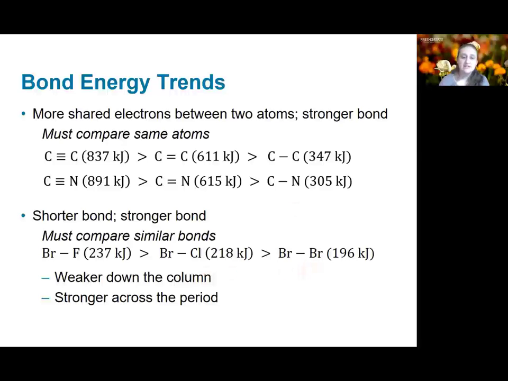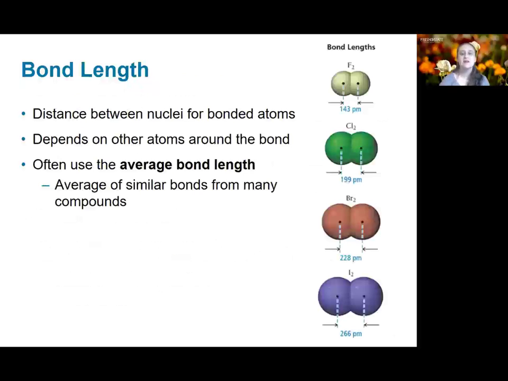This also leads us into thinking about the lengths of bonds. So bond lengths are basically just the distance between nuclei for bonded atoms. And again, this is going to depend on the surroundings of the molecule. This is going to depend on the exact compound that you're dealing with and the exact atoms involved, but we can discuss the idea of an average bond length where we're comparing the average from many different compounds.